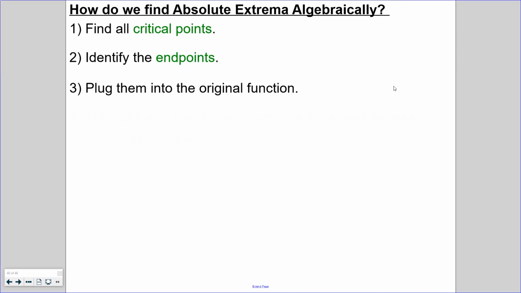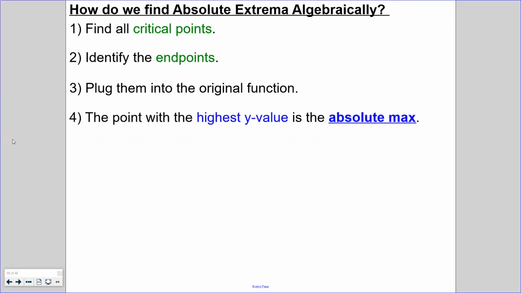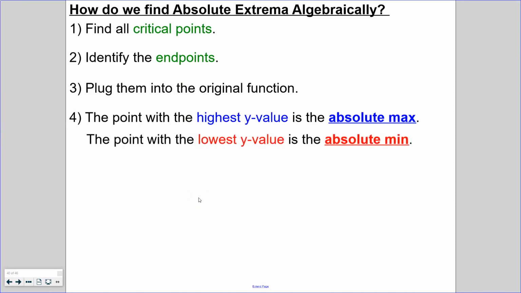And the reason the y value matters is because, remember, we're talking about absolute maxes and mins, which means we're talking about the highest y value only and the lowest y value only. So, when we plug these critical points and endpoints into our original function and we get the highest y value, that has to be a max. However, if we get the lowest y value, that's going to have to be a minimum. Because again, absolute maximums happen at the highest y value, and absolute minimums happen at the lowest y value.